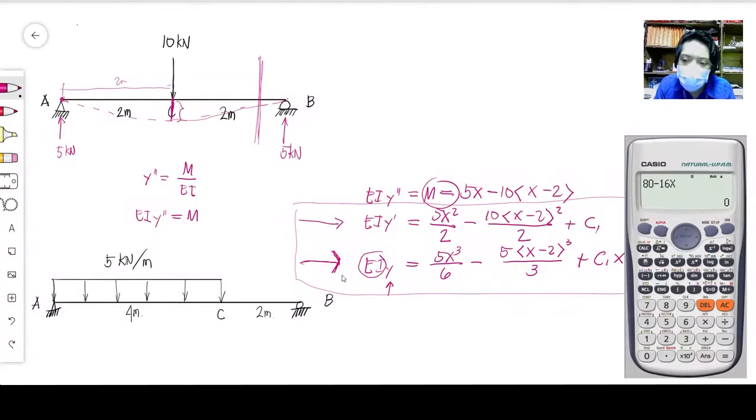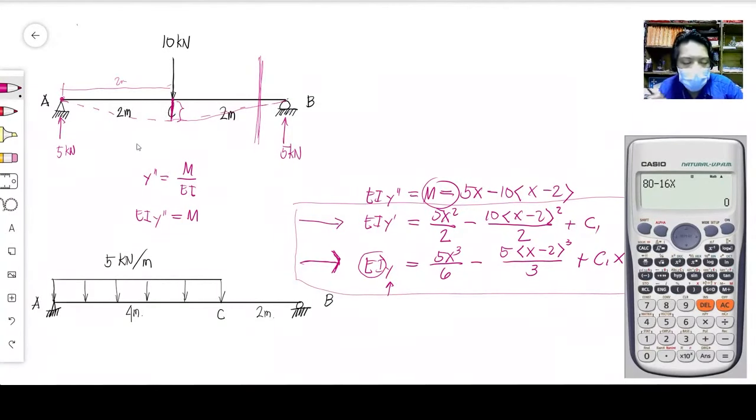Take note, to solve for y, never mind the EI because that is constant. Usually, it is given in the problem. To find the deflection, you need the value of x, which you can easily find here because you know where the deflection is being asked. As I said, find the deflection at point C. What is the value of x at point C? 2.